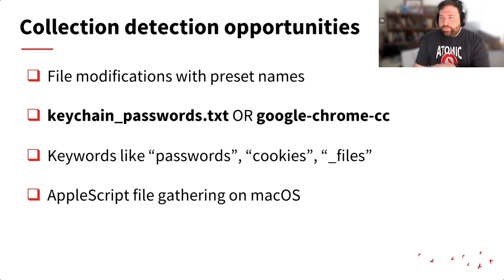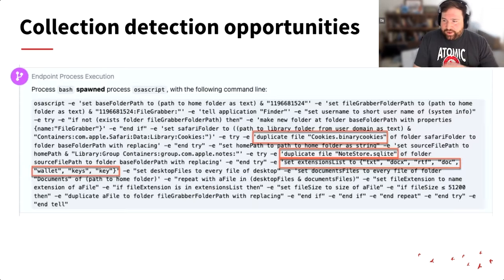And the example that I want to show here is again from macOS, again from Atomic Stealer. Sometimes with newer stealers on macOS, instead of seeing suspicious file modifications, you may see suspicious AppleScript processes trying to do file gathering. And in this case, I know it looks like this is just a massive wall of text.